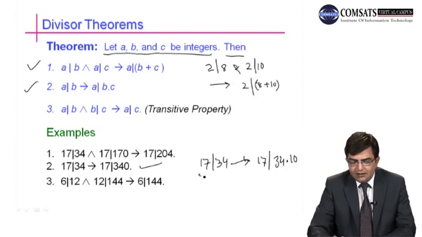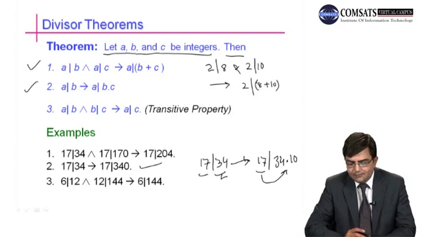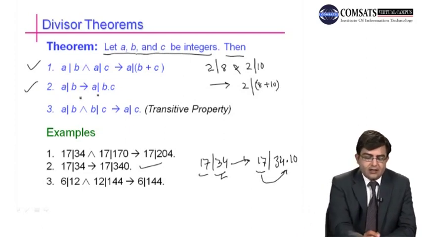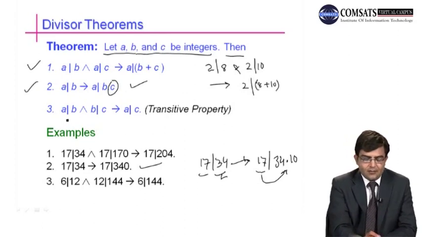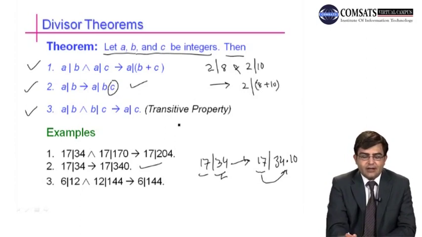So what does it mean? If a number divides some other number, then the same number divides the multiple of that number. So if A divides B, then A divides B times C. If we multiply B by some other integer C, then this result is always true. We have another result, which is called the transitive property of division.